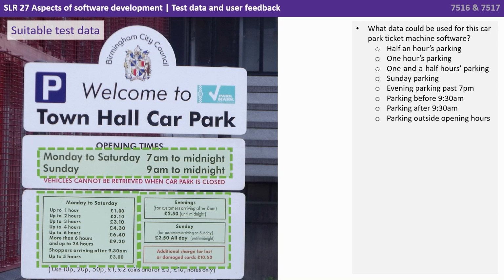Looking at this, we can see a number of different situations and permutations that need to be tested for. What happens with half an hour's parking, 1 hour's parking, 1.5 hours? Does it respond correctly to the special circumstances of parking on a Sunday or parking in the evening past 7 p.m? What happens if someone tries to park before 9:30 a.m. or after and parking outside opening hours?